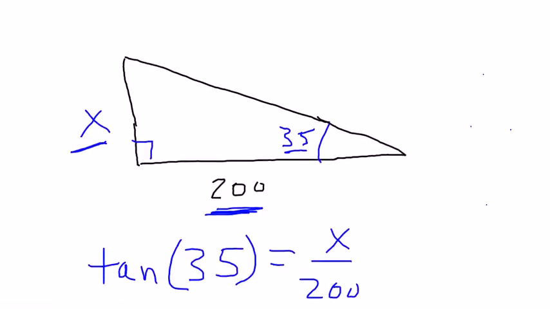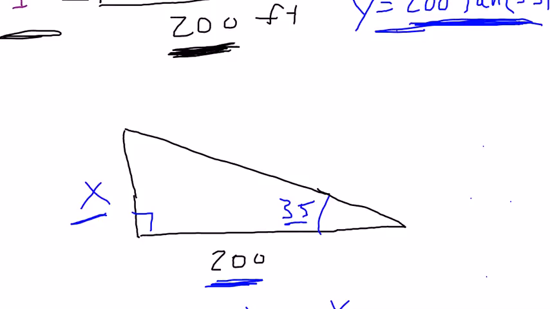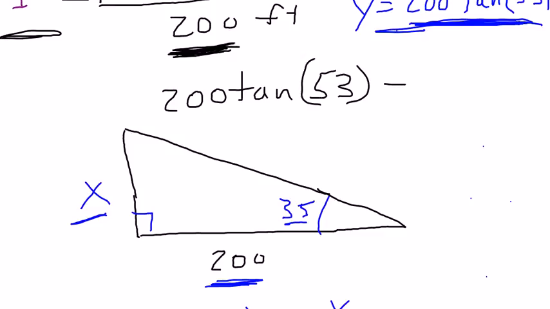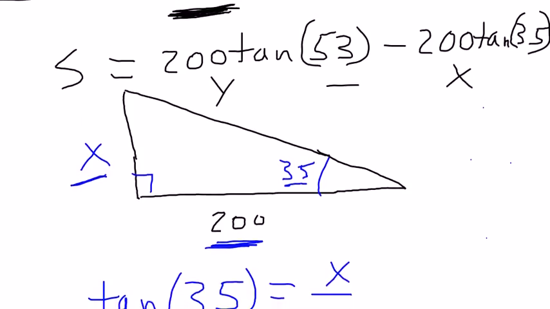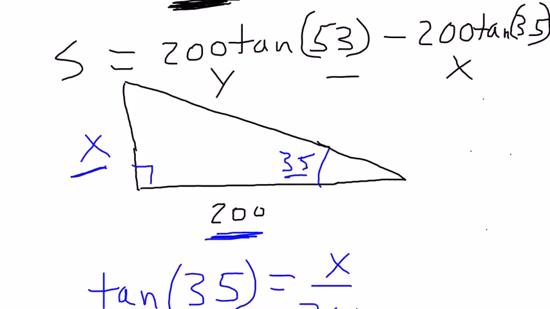Y is 200 tangent 53, and we're going to subtract x, which is 200 tangent 35. So this is y, this is x, and remember S equals y minus x. Okay, put that in your calculator, and you'll end up getting about 125.4 feet.